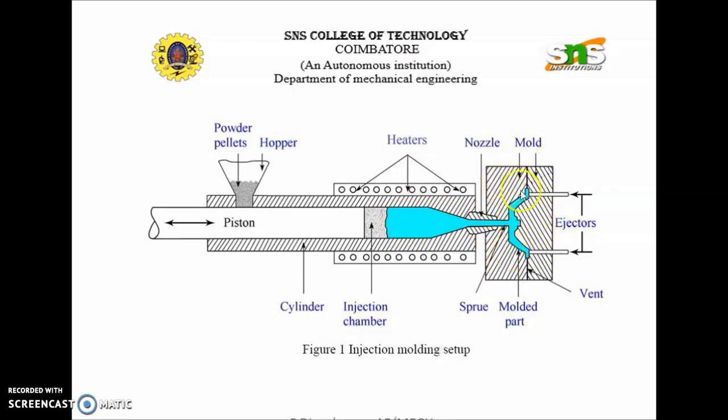The right hand side consists of a mold cavity through which the molten metal gets poured and then it gets cured. Cured means the liquid metal gets cooled and then it attains the final part. After the molten metal gets cured, with the help of the ejector pins, the final part can be removed.